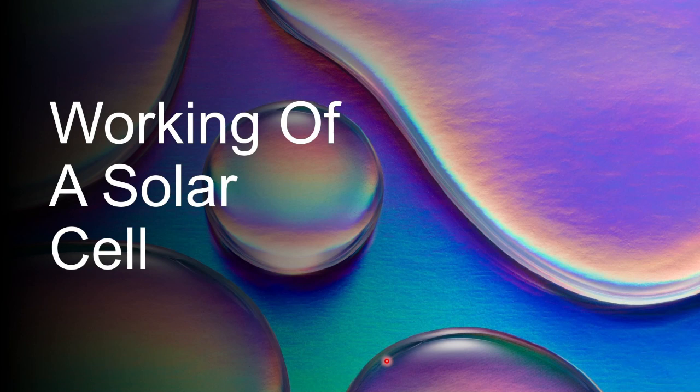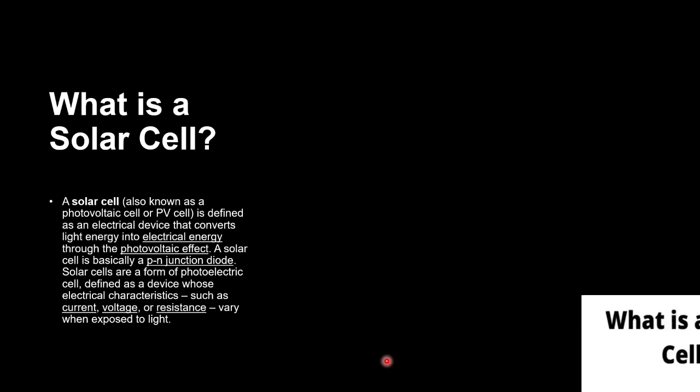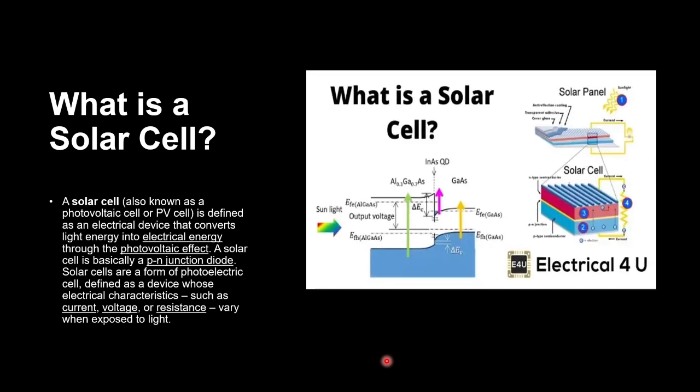Today we're going to be talking about the working of a solar cell. Now, talking about a solar cell, we need to first discuss what a solar cell is. A solar cell is also known as a photovoltaic cell or a PV cell. It is defined as an electrical device that has the capability to convert light energy into electrical energy through the photovoltaic effect. A solar cell is basically a PN junction diode.